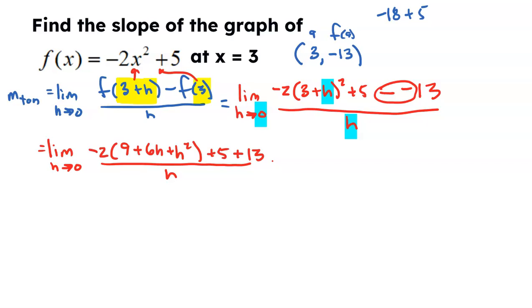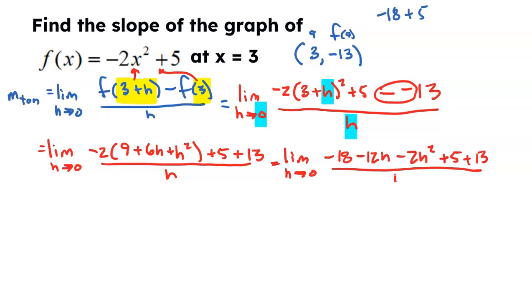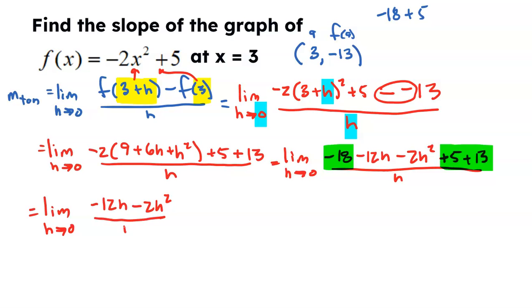Divided by h. I'm going to keep going. The limit as h approaches 0. Now I'm going to distribute that negative 2. Negative 18 minus 12h minus 2h squared plus 5 plus 13, all divided by h. And I'm going to keep going with my algebra, doing some combining of like terms here. So let's see, I got a 5 and a 13. That's 18 right here. I already have a negative 18, so that's going to make a 0. So that's all gone. And then I have a negative 12h minus 2h squared, all divided by h.